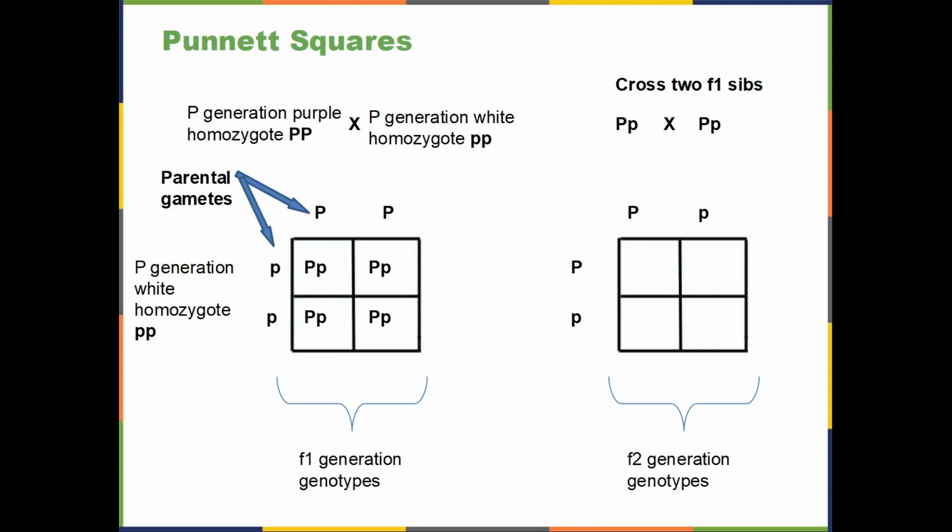A Punnett square is a tool that will allow us to predict the outcome of these crosses we've been talking about if we know the genotypes of the parents. All right, and so the way that a Punnett square works, you put the parental genotypes at the perimeter of the square, and inside of the square, you combine them.